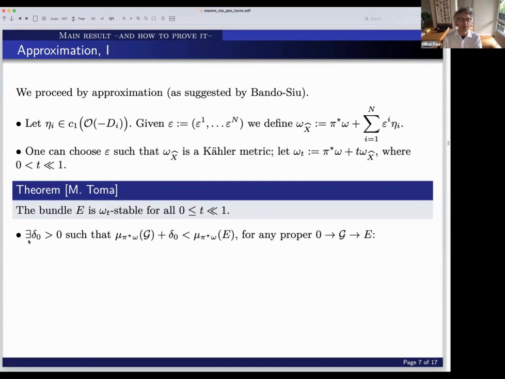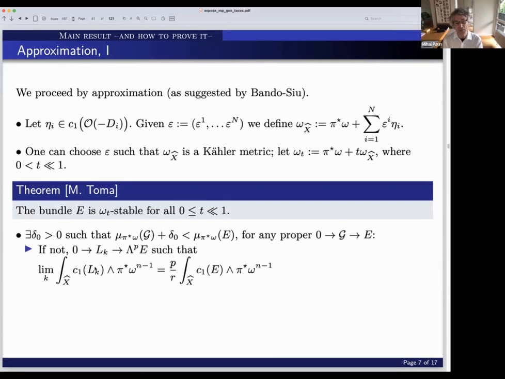Well, the point is that we have to show that there is some delta 0 positive such that the slope of any sub-sheaf G here in E is delta 0 far from the slope of E. Okay, if you look at what you have to prove, that's what you have to prove.